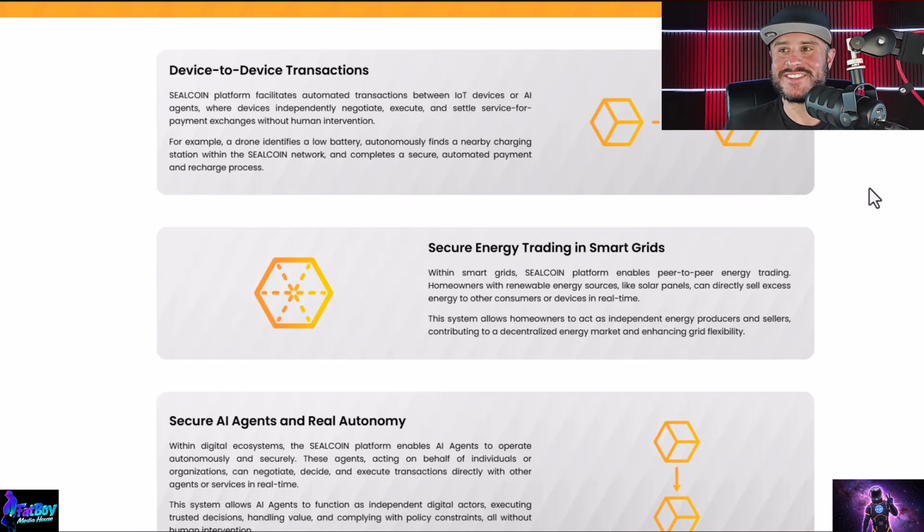As we read on and learn more, it says device-to-device transactions. The Sealcoin platform facilitates automated transactions between Internet of Things devices or AI agents, where devices independently negotiate, execute, and settle payments for services without human intervention. For example, a drone identifies a low battery, autonomously finds a nearby charging station within the Sealcoin network, and completes a secure automated payment and recharge process. We're going to dive into this a little bit more, guys. It's really fascinating what they're doing.